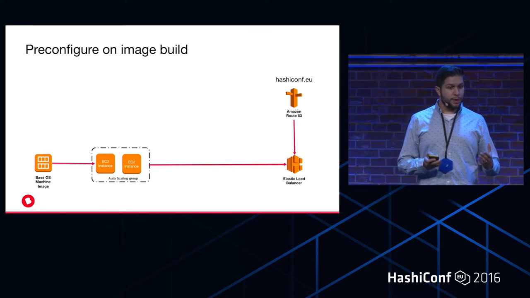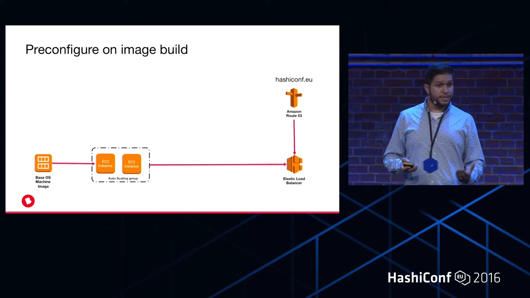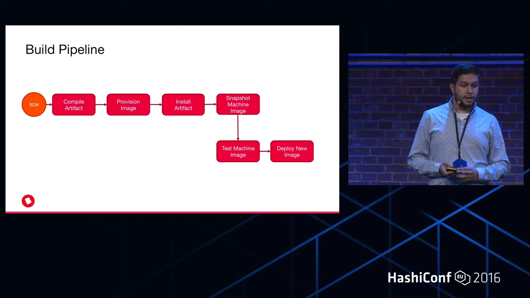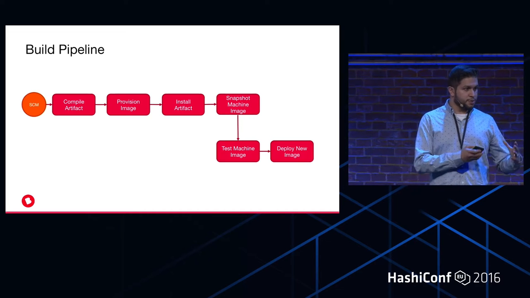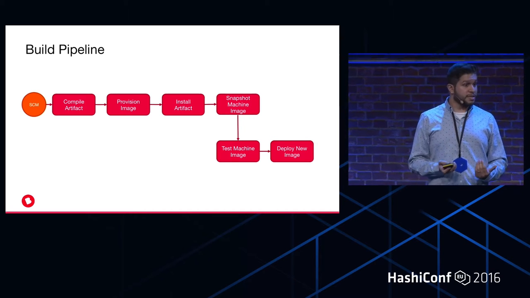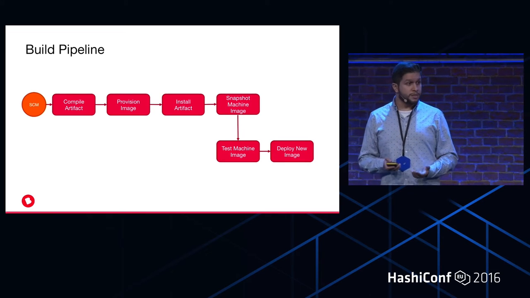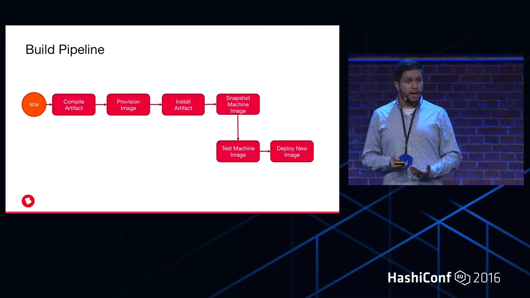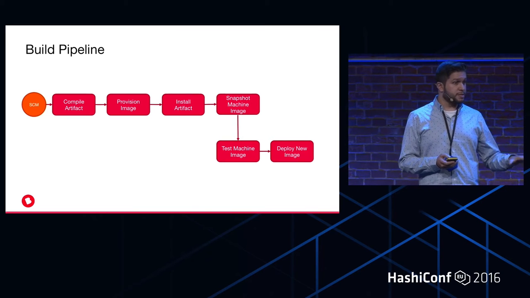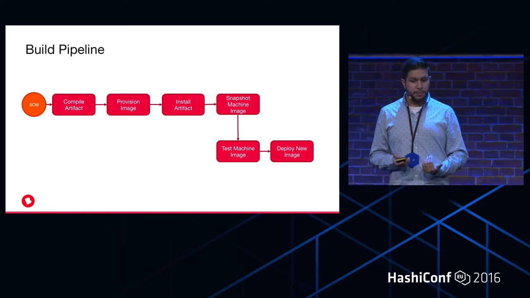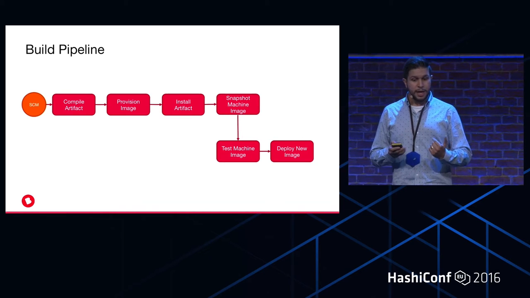But we needed a way to build this in an automated way. So we had to come up with a build pipeline which looks something like this. So in this case, you take the source code, compile an artifact. Most of our backend components were written in Scala. So the output there would be a jar, and then provision the image, install all of its dependencies and the jar itself, and then snapshot that image and eventually test that image and deploy it.